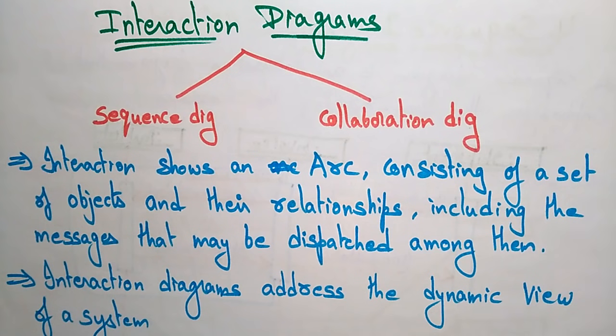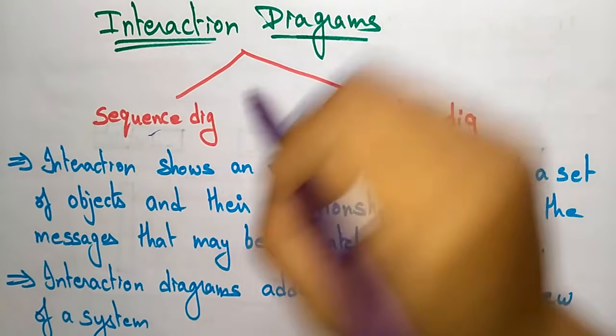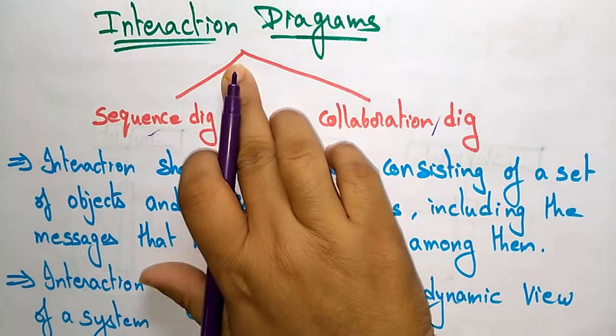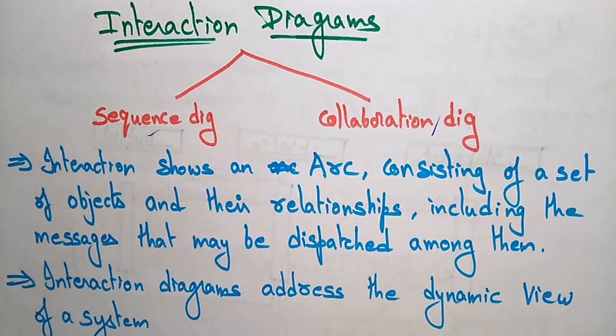Students, let us continue with the topic UML diagrams. So far we discussed the class diagram, object diagram, and use case diagram. Now let us see what interaction diagrams are. The interaction diagrams are nothing but the sequence diagram and the collaboration diagram. These two kinds of diagrams come under the interaction diagrams.